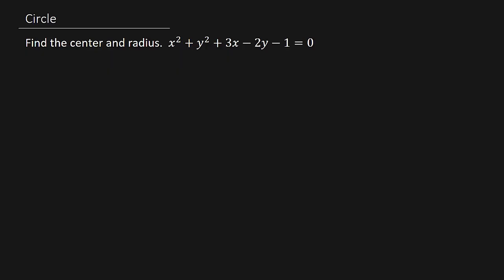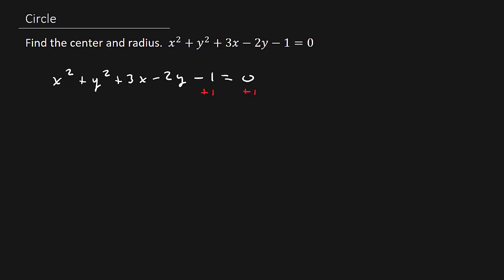Here we've got to find the center and radius of the circle. So first thing, let's just go ahead and write the equation down again. All right, so now what we want to do is get the constant term on the right hand side by itself. So we've got to add 1 to both sides.